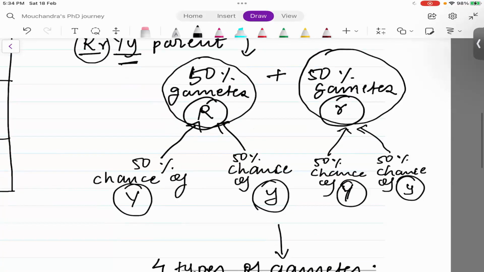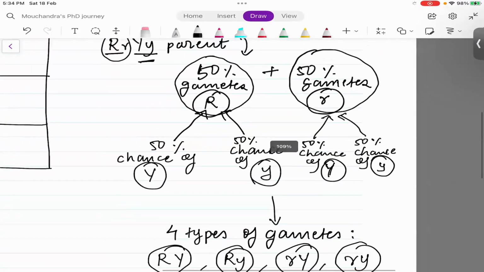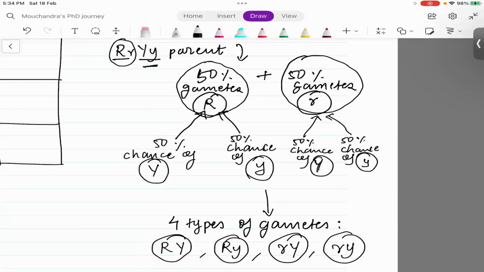It will have a 50% chance of containing the capital Y allele, and another 50% chance of the small y allele. So if you do a simple analysis from this diagram, you can see that capital R, capital Y is one type of gamete that is formed. Then capital R, small y is another type of gamete. Small r, capital Y is another gamete. Small r, small y is another gamete.